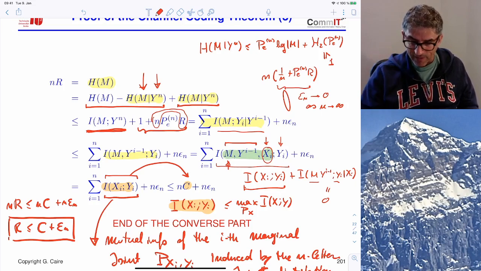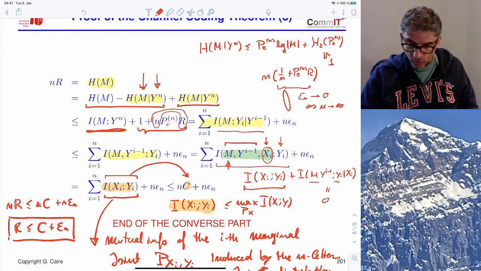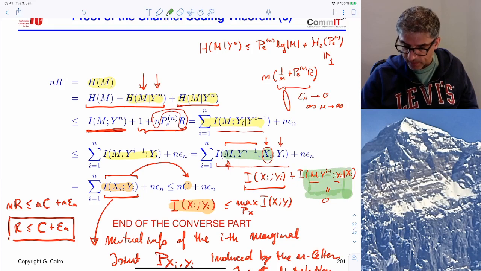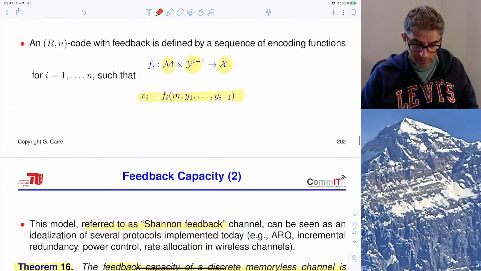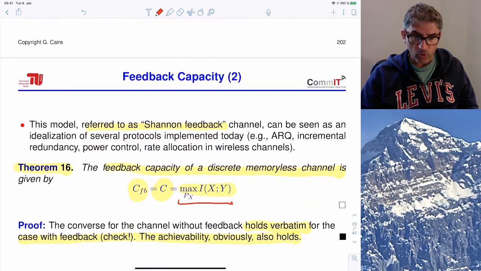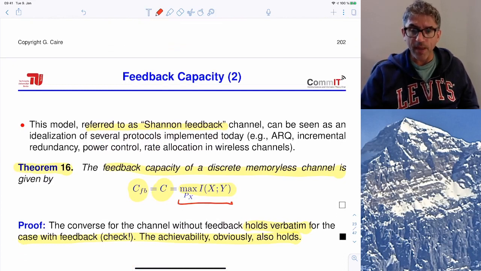And the key here is that the channel is memoryless. So once I condition with respect to x_i, I can eliminate everything else due to this fact. That's the key. This is where we use the memoryless property. It turns out that without this memoryless property, this result, theorem 16, is not true. In general, for channels with memory, feedback increases capacity. Okay? But for memoryless channels, feedback does not increase capacity.